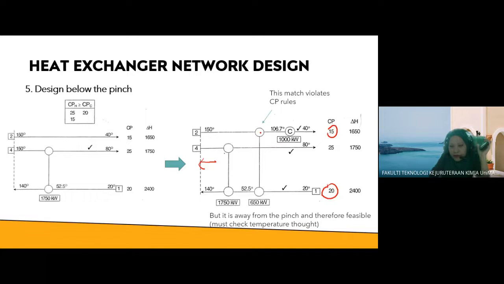So if you look at this, you calculate delta T, and then delta T min here, how much is it here? 150 minus 52.5, so it's greater than delta T min, which is 10. So as long as it satisfies the delta T min, then it's okay not to follow CP rules for the heat exchanger that is far away from the pinch. But for the first heat exchanger, of course, you need to obey the CP rules. Okay.